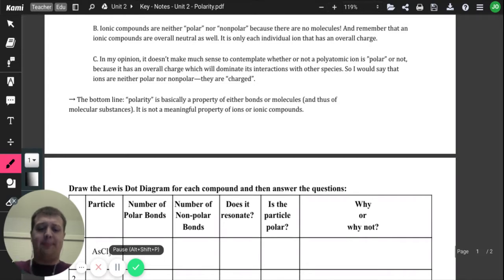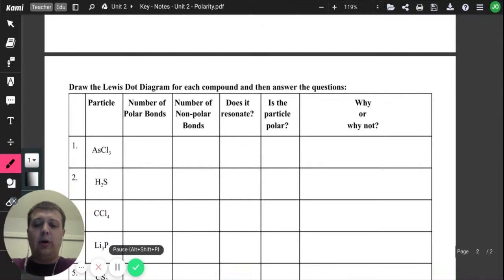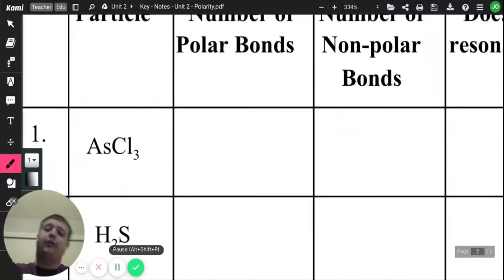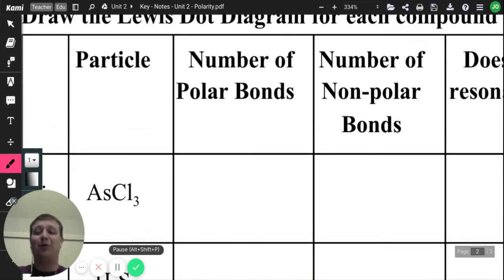Okay, so here's what we are going to do. First off, you are going to need to make sure you're drawing your Lewis structure for each of these. I am going to draw the Lewis structure in this small box here, that is the number of polar bonds. You do probably need a separate piece of paper for this because it will give you more space to work with.